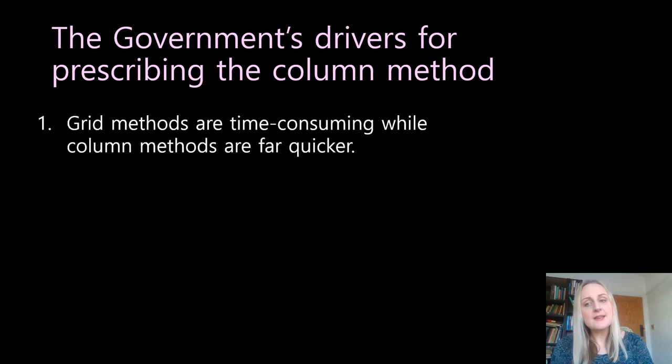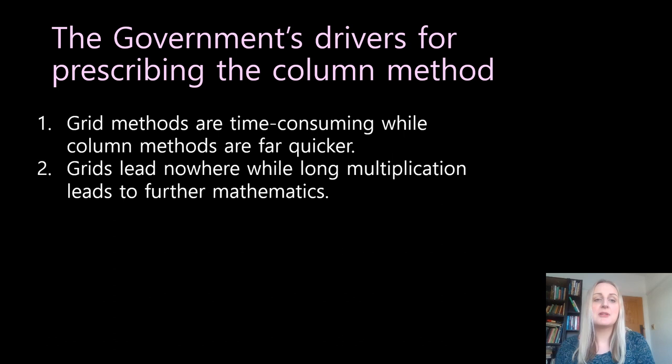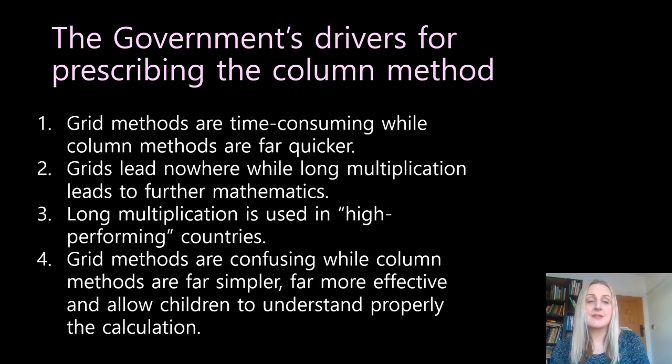The first reason they gave was that it's to do with speed. They thought that grid methods are time consuming and column methods are more efficient. The second reason was that grid methods lead nowhere, but long multiplication leads on to further maths. They then said that column methods are used in high-performing countries. And then they said that grids are confusing, but column methods are simple, more effective, and allow children to actually understand what's going on. I'm going to address each of these four points in turn and decide whether there's truth in each of them.